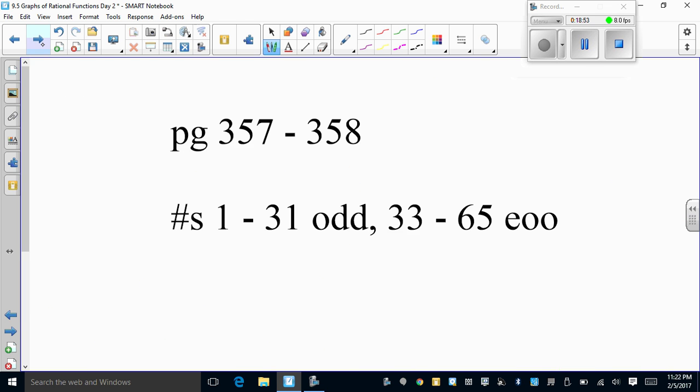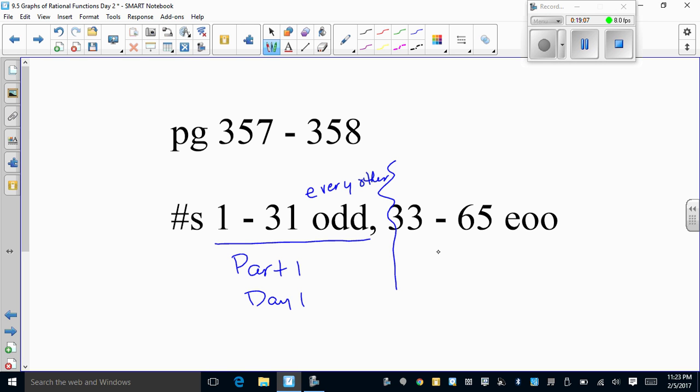And what's left, this was assigned for day 1. So this is from part 1, day 1, whatever you want to call it. And it was every other odd. And for part 2, for day 2, this is every other odd. Okay, and there you guys go, and good luck.